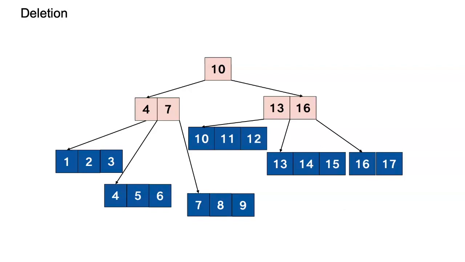Now, what if you delete? Well, if you delete, you just need to check every time that you are between 3 and 5 children or between 2 and 4 values.